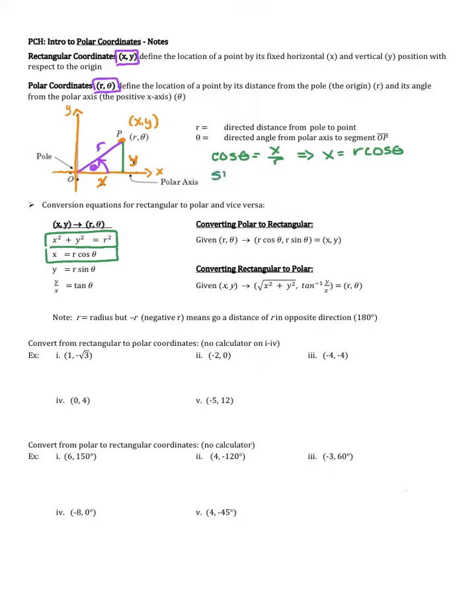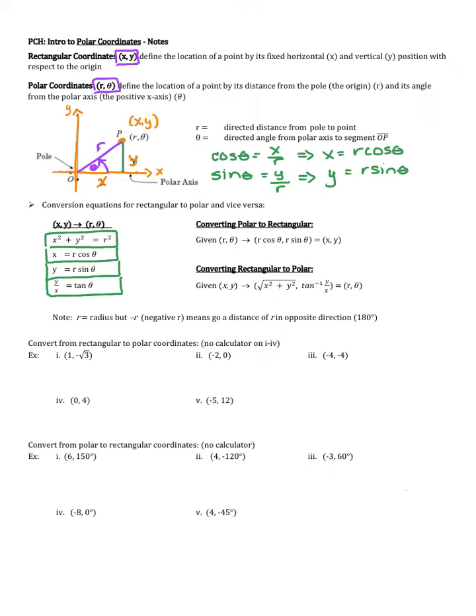I can do the same thing for sine. The sine of theta is opposite over hypotenuse, and then isolating y gives me r sine theta. So there's my relationship for the y coordinate and the polar coordinates. And in terms of theta, we can also do opposite over adjacent equals the tangent of theta. And so we could take an inverse tan to find the actual theta measure.